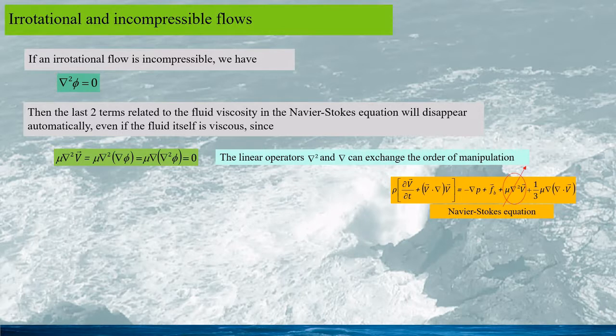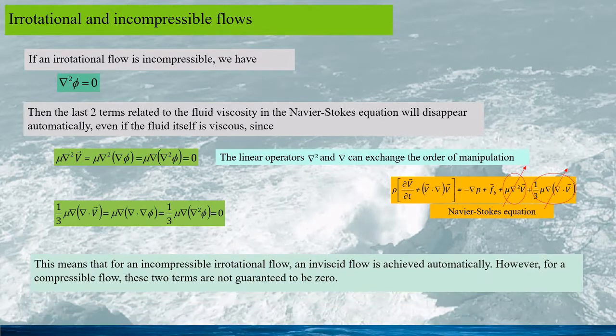Since the dissipation term we can write as this, and you can see it is 0 for the incompressible irrotational flow, and the compressibility term is 0 as well. This means that for an incompressible irrotational flow, an inviscid flow is achieved automatically. However, for a compressible flow, the last two terms are not guaranteed to be 0.